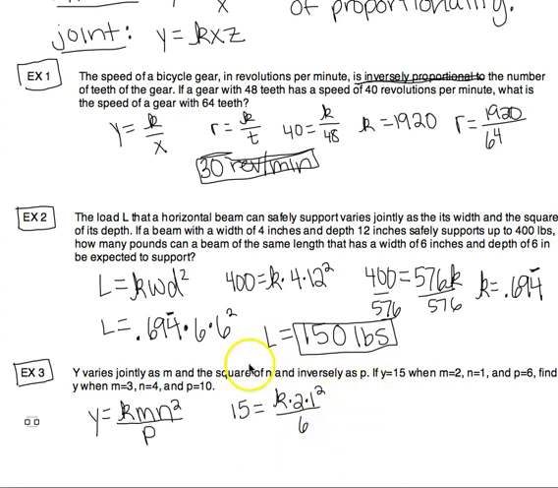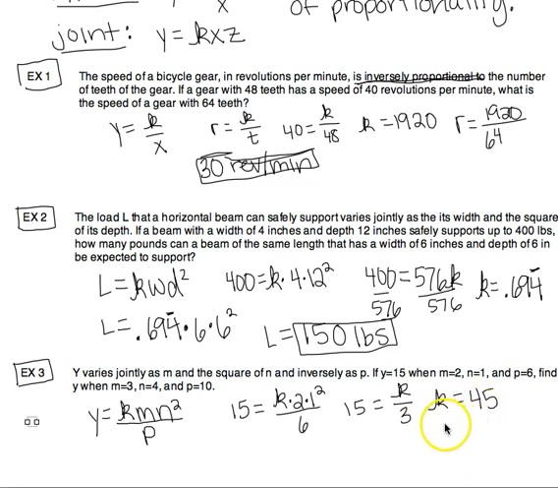Okay, so we need to use this in order to find our k value. So of course 1 squared is 1, so I've got 2k divided by 6, which reduces to k over 3. And then I can easily get k alone by multiplying both sides by 3. So that gives us k equals 45.